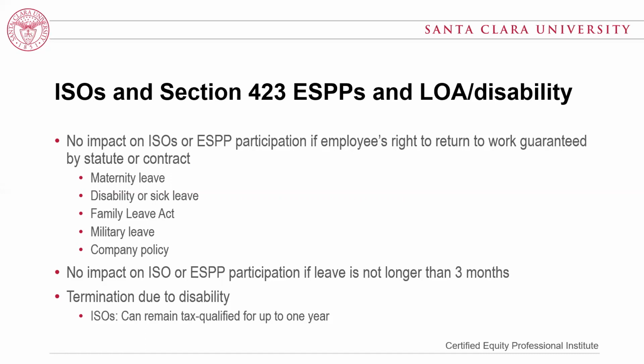However, from a practical standpoint, if the leave is unpaid, there won't be any payroll deductions during the leave. After 3 months of unprotected leave, the employee is regarded as terminated for the purposes of maintaining tax qualified status. At that point, the 3-month post-termination period begins. So functionally, it is possible for an ISO to remain an ISO for 6 months after the person's last day at work. If the employee terminates due to disability, unexercised ISOs can remain tax qualified for up to 1 year.